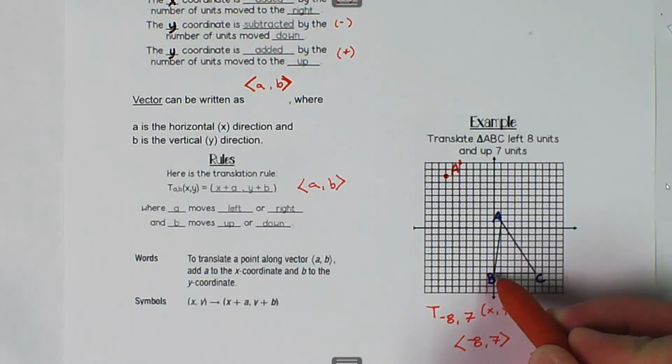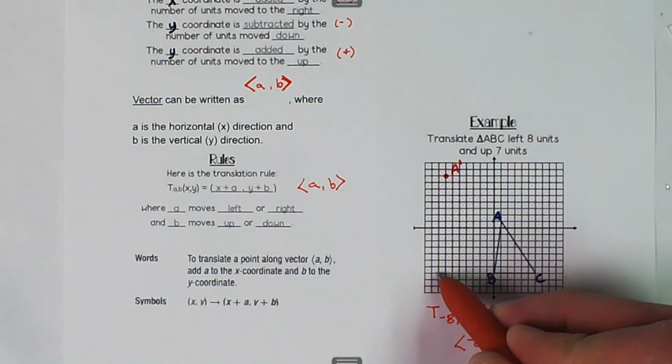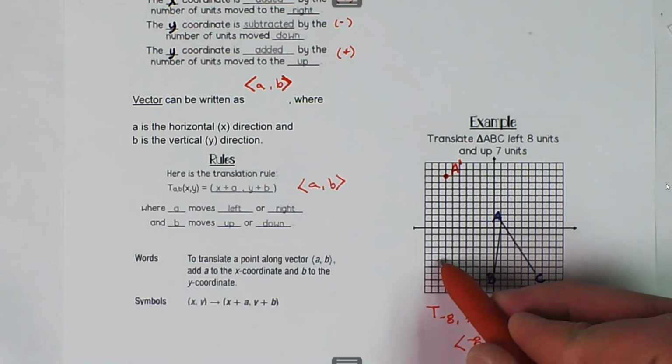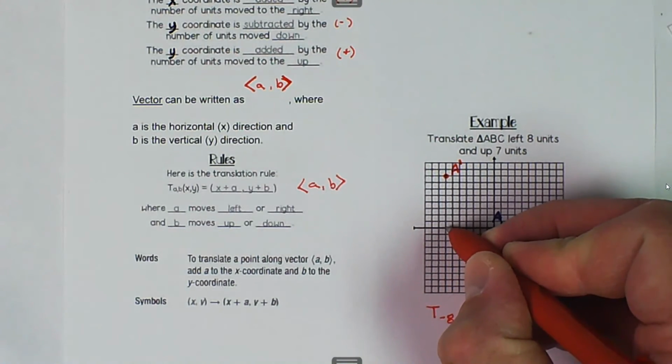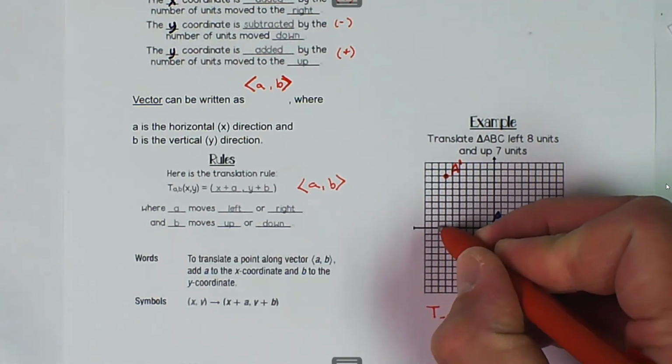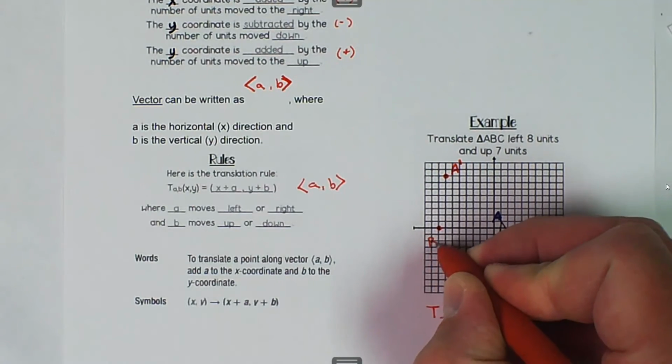So then we're going to go over 8. 1, 2, 3, 4, 5, 6, 7, 8. And then up 7. 1, 2, 3, 4, 5, 6. Which puts us right here. That's going to be B prime.